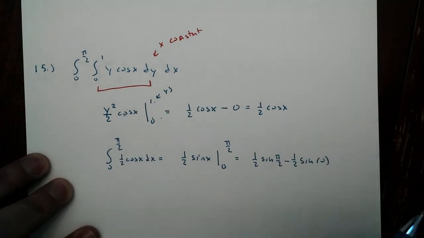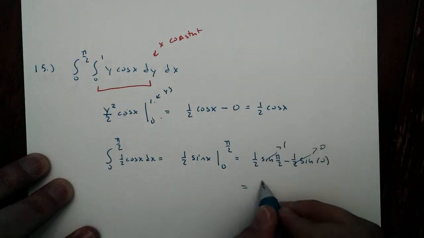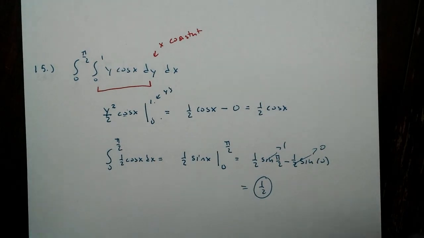Yes, we do expect you to know this. This just becomes 1, and that's just 0. So we're left with 1/2 right there. So easy. Even a senior in May can do this stuff. All right, so let's take a look at another example.